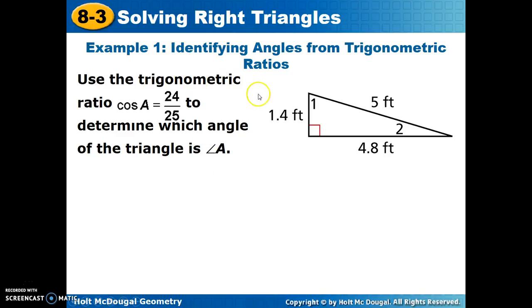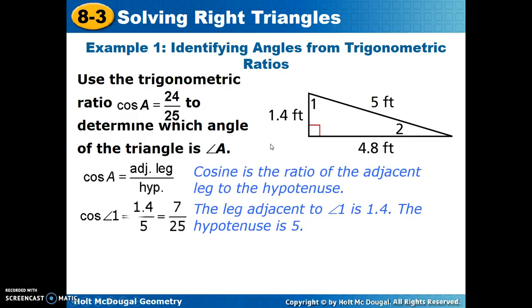We have example 1. So we're going to use the trigonometric ratio cosine A equals 24 over 25 to determine which angle of the triangle is angle A. So let's see. If we do cosine of angle 1, that's SOHCAHTOA. So C-A-H. So cosine is adjacent, the 1.4 feet, over the hypotenuse, 5 feet. So let's set that up. We'll get something like 7 over 25. You could calculate that as a decimal.